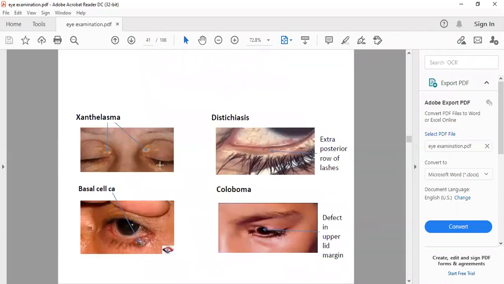These are some of the other abnormalities that you can see in the eyelid. These three things are rare, but this is very, very common. In patients above 40, especially in female patients, you can notice these yellow deposits on the eyelids, and these are nothing but xanthelasma, and this is because of increased cholesterol levels. It will not affect the eyes as such, but you can send the patient to a physician for ruling out hypercholesterolemia. Okay, so this is xanthelasma.